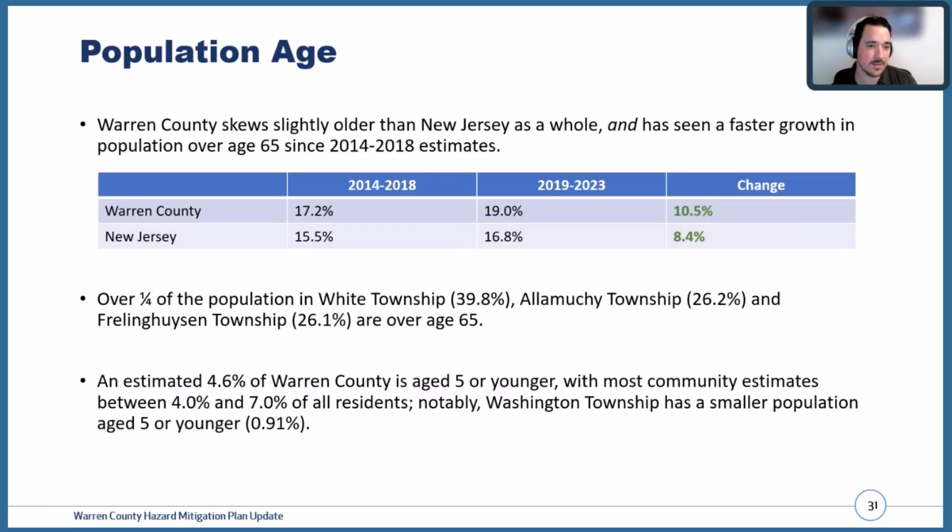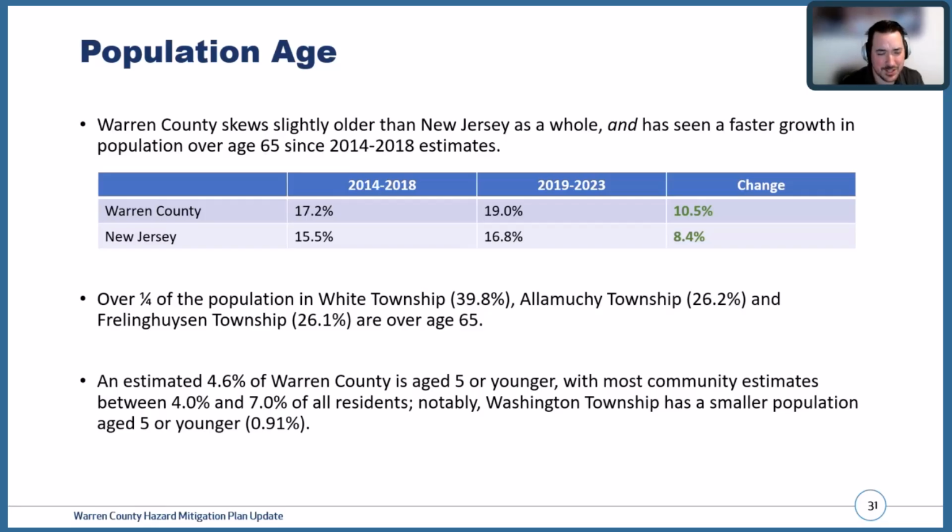Warren County skews slightly higher compared to New Jersey. Not by much, though, but it also has faster growth in the population of folks 65 and older over the past 10 years. Around the 2014 and 2018 census, Warren County was around 17.2%, and the last one was 19%. So that's a 10% growth in population of 65 and older. That's pretty on par with New Jersey as a whole at around 8.4%.